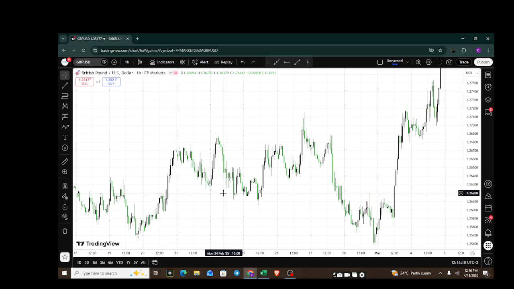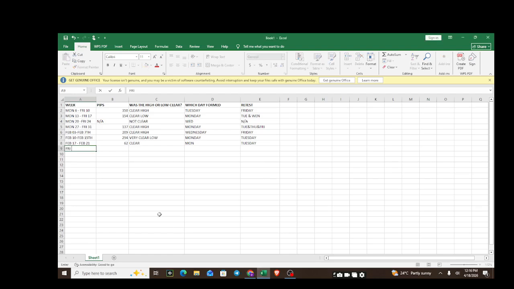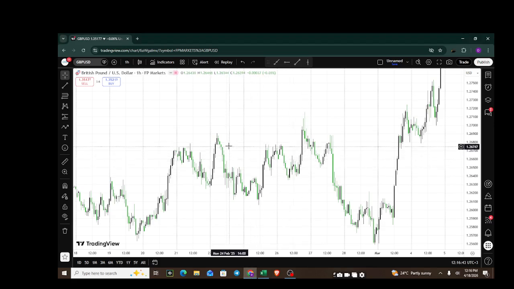So we have the week of Monday 24th to Friday 28th. So Feb 24 to Feb 27th. So was there a clean high formed? Yes. So there was a clean high formed on Monday. We retested that high on Tuesday. Then there was also another retest on Wednesday.